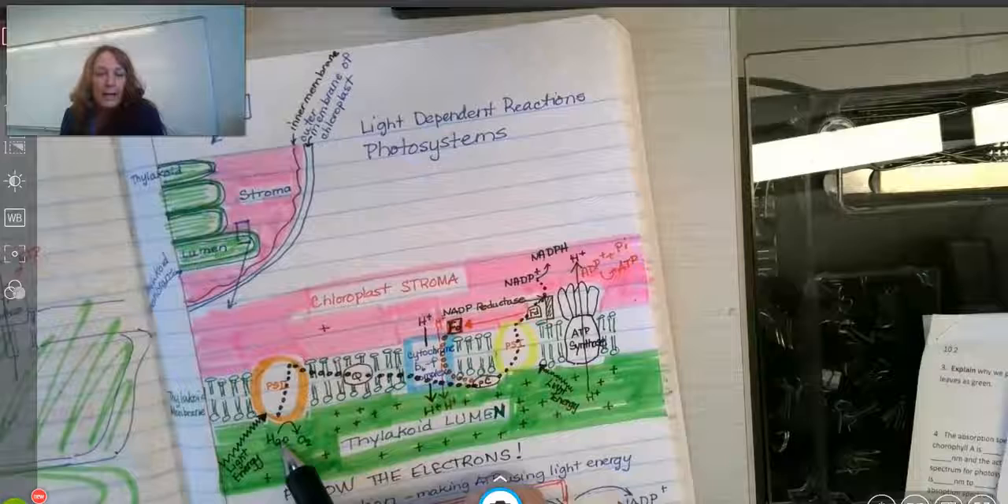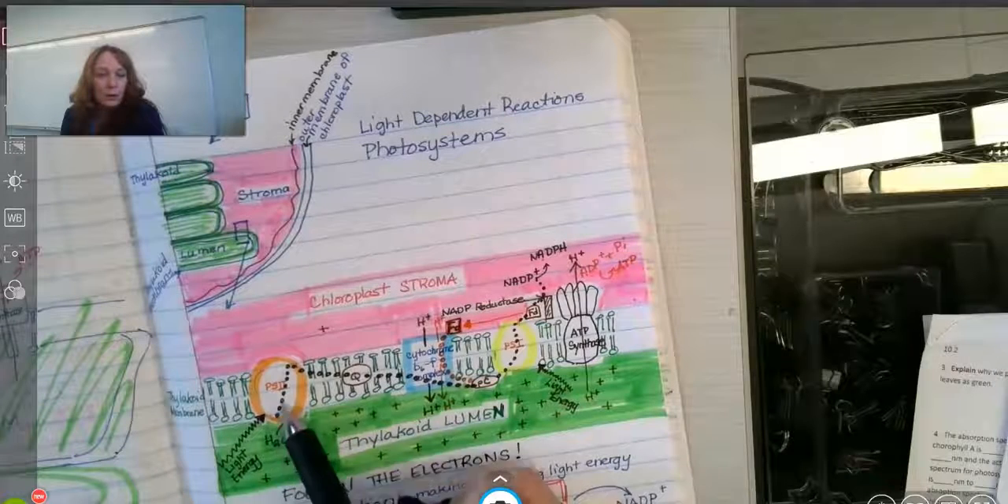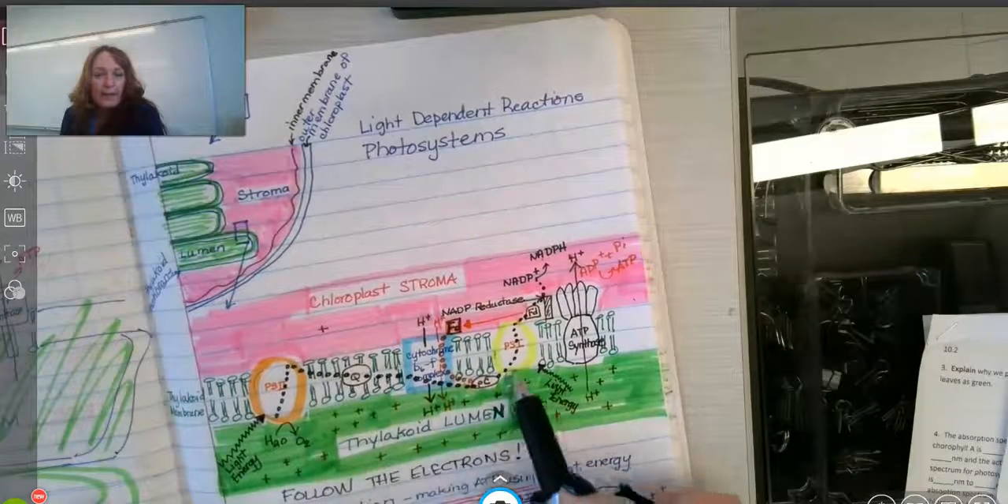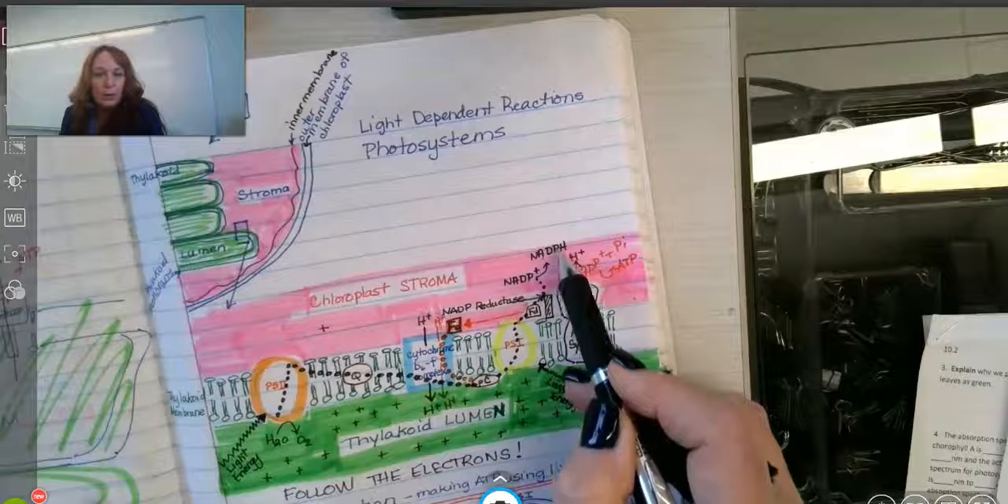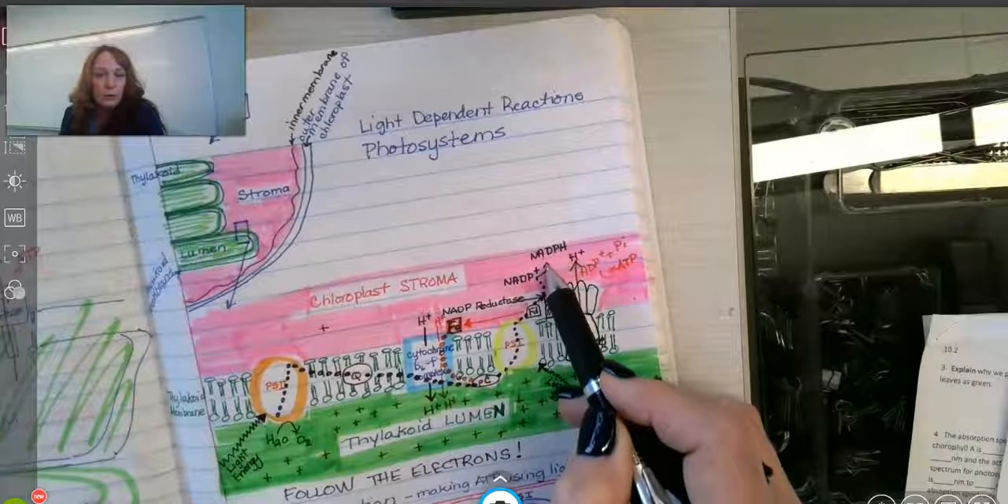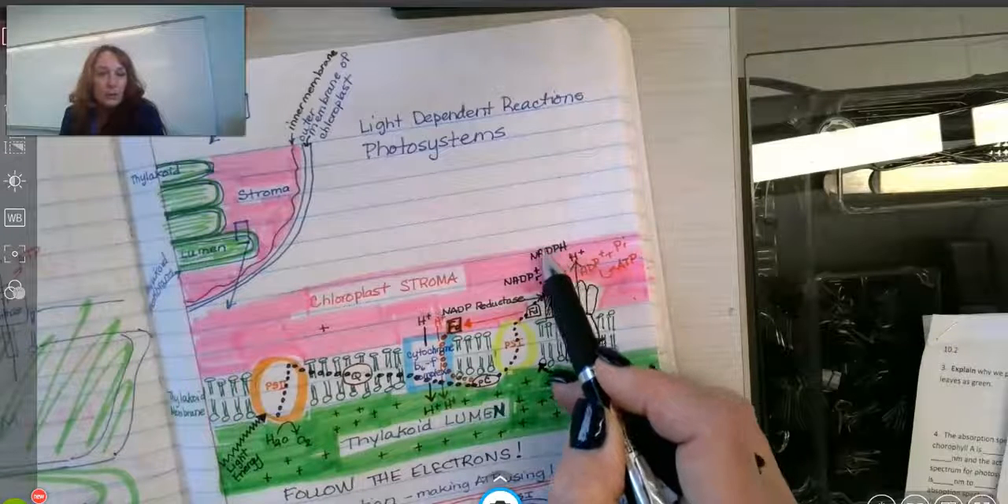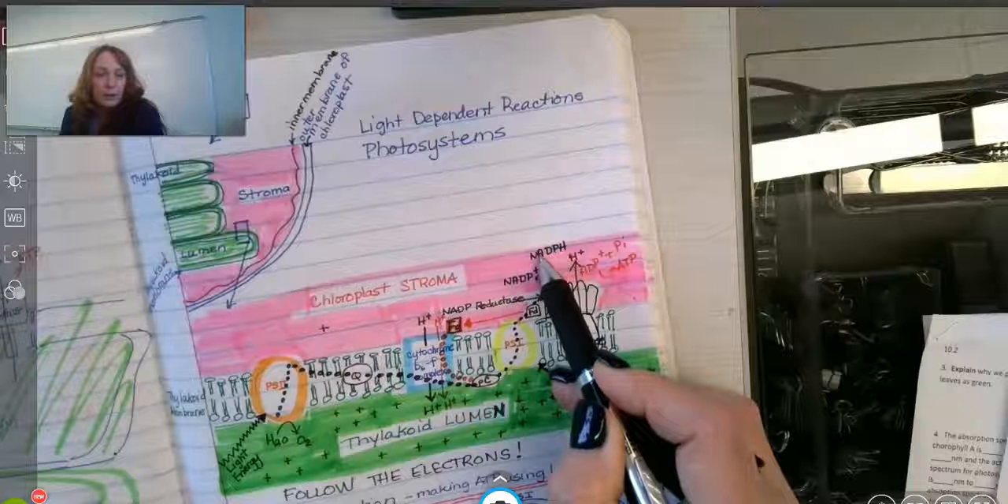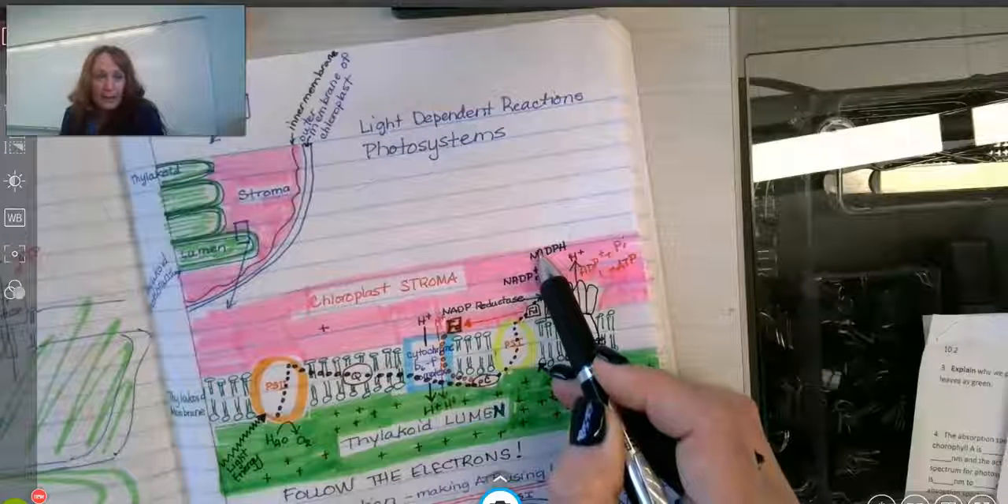So we had electrons that came out of water, and they were excited and given to NADP, which was reduced to NADPH when it was carrying high energy electrons. So we've got those. That's what glucose has to have.